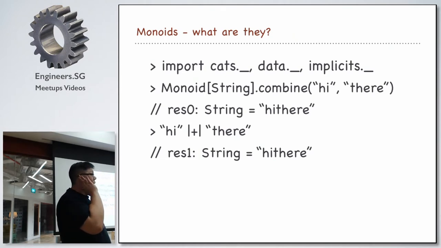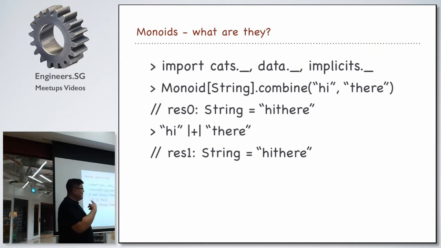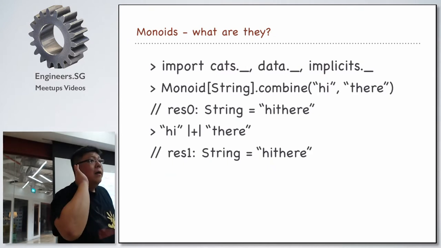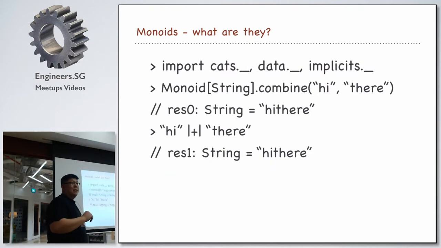Sorry? It's not commutative. Oh yes, you're right. You see, I'm not a theorist. But in cats, I realized when I was playing, you need to be careful about this when you're implementing, overriding your own monoids itself. There are some subtleties involved. Yeah. Sorry? Associative. It should be associative. Yes, it should be associative. Yes, it should be.